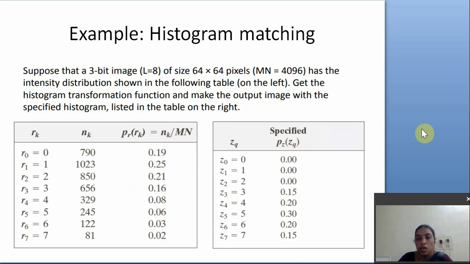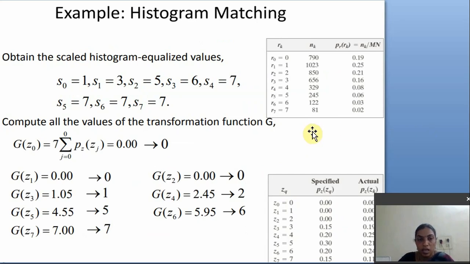Now coming to the calculation. What is the first point in the procedure? You should get the sk values. You should develop the table and then find the histogram equalized values. The histogram equalization values were already computed in the earlier histogram equalization example, so I directly post them here.